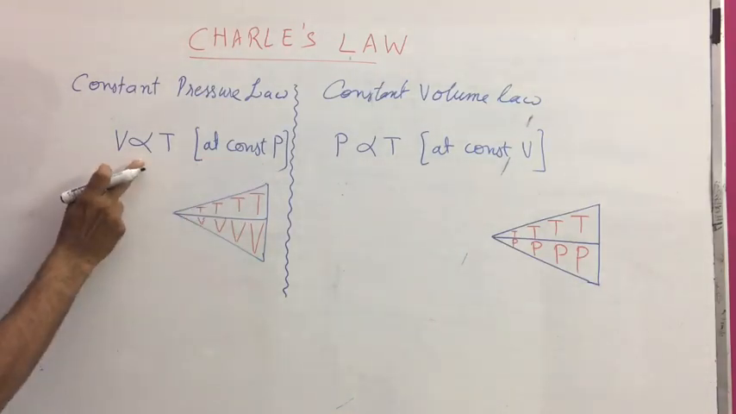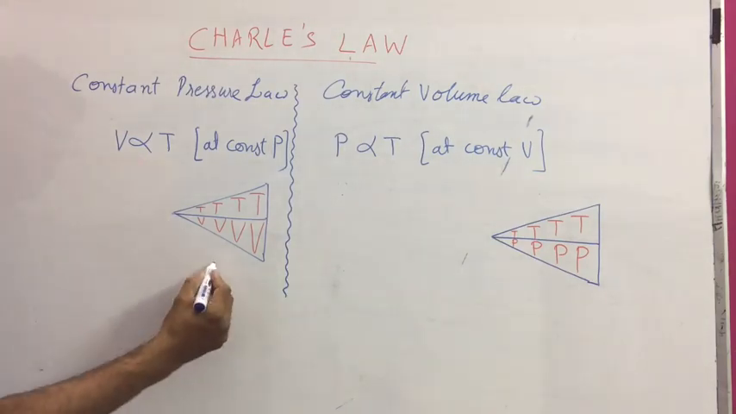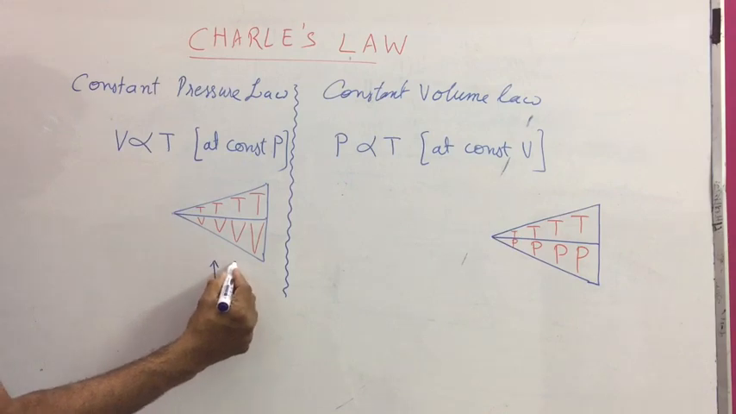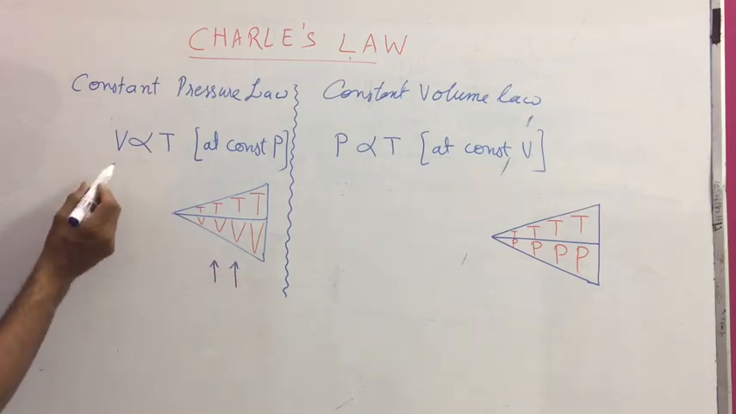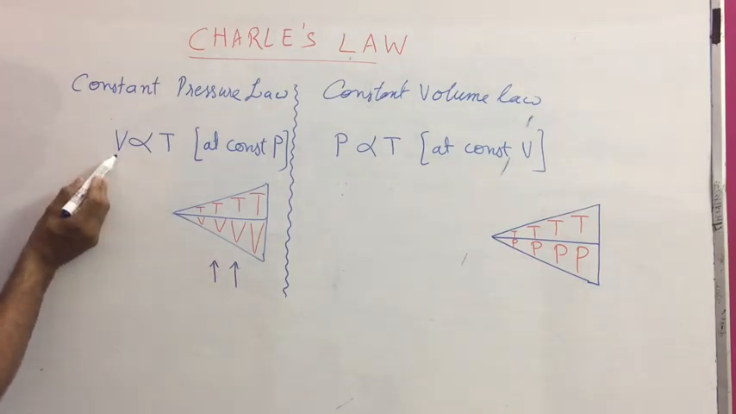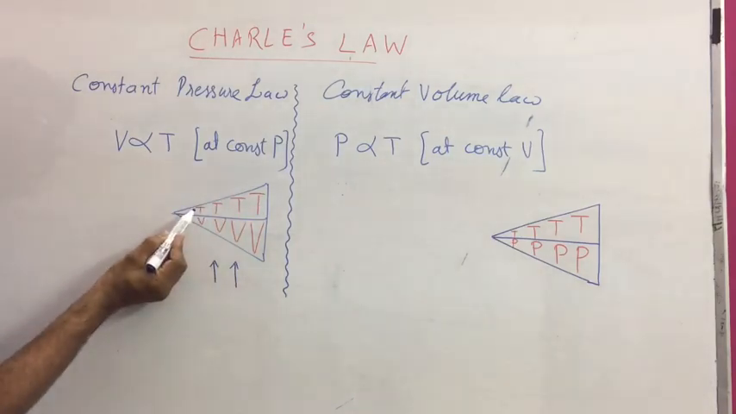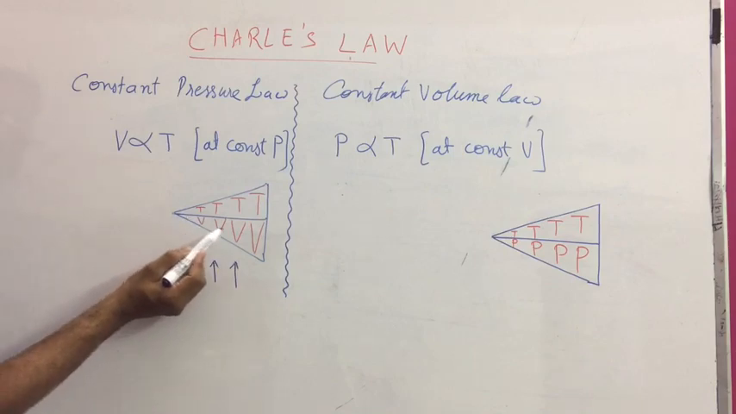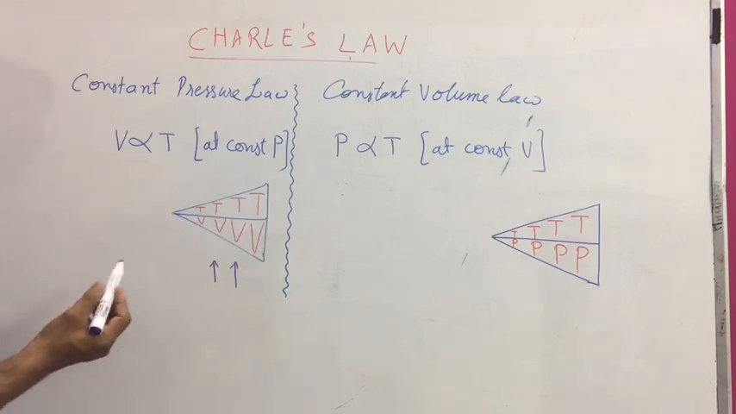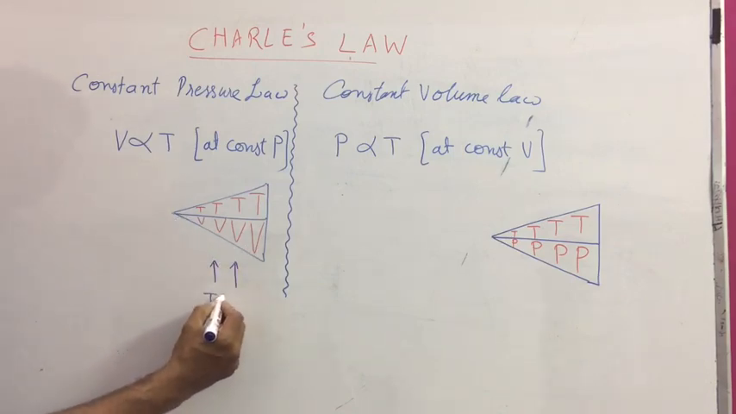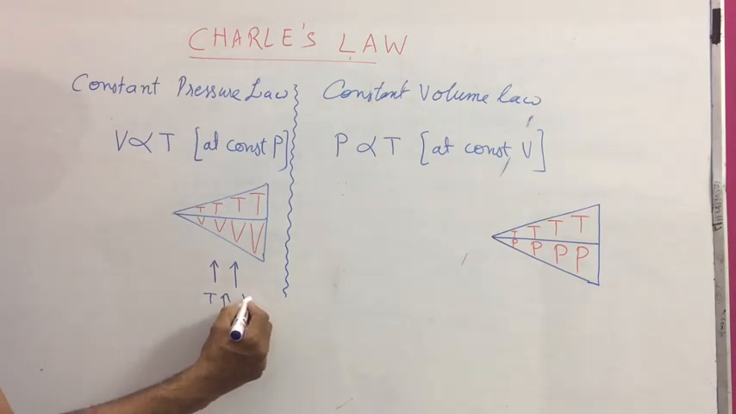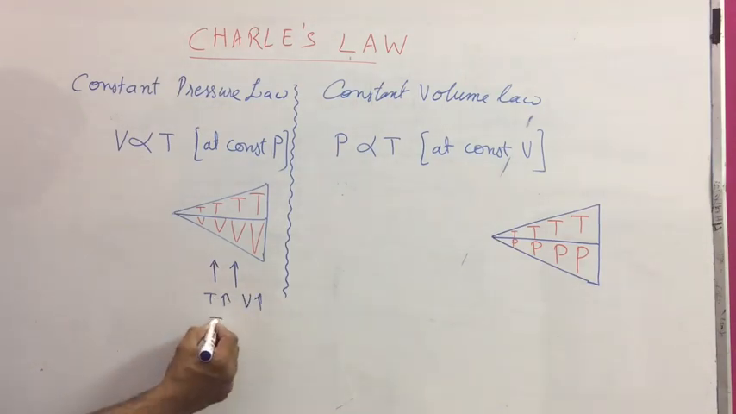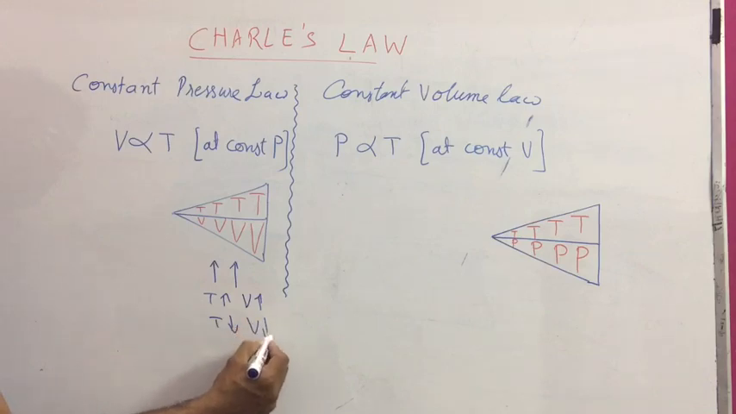Here we are using the words directly proportional. Directly proportional means if one quantity increases, the other quantity also increases. Here if temperature increases, volume also increases. We can understand that by this figure. You see here the size of T is increasing, the size of V is also increasing. That means as temperature increases, volume also increases. Similarly, as temperature decreases, volume also decreases.